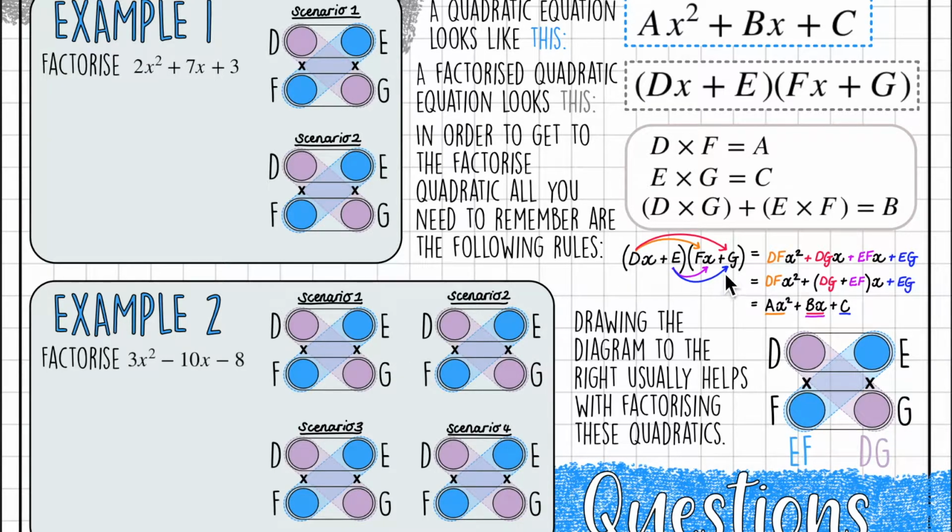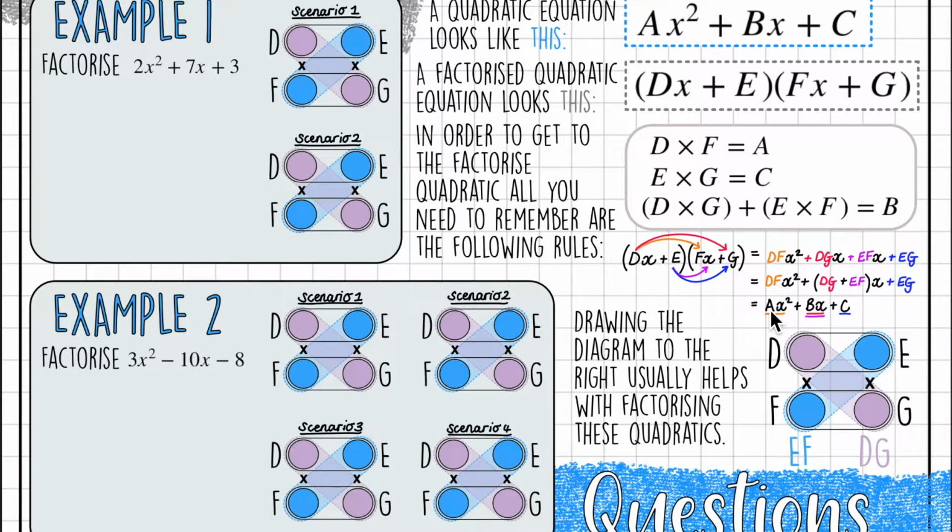So here is a quadratic that's been factorised. If you expand these brackets, you get this expression here, which when simplified becomes this expression. Now this has an x squared term, an x term, and then a constant. Here, if we say df is equal to a, and dg plus ef is equal to b, and eg is equal to c, well then we get this quadratic here.